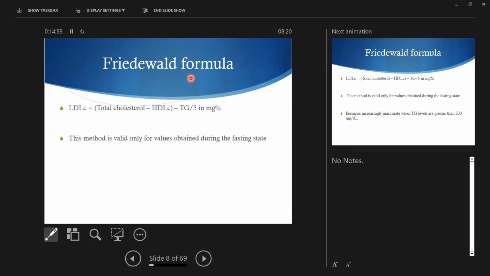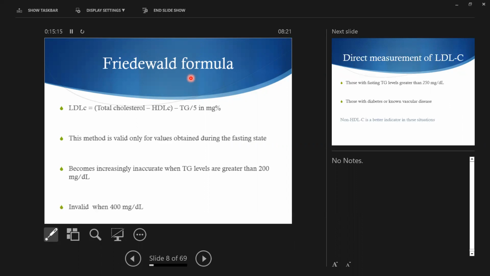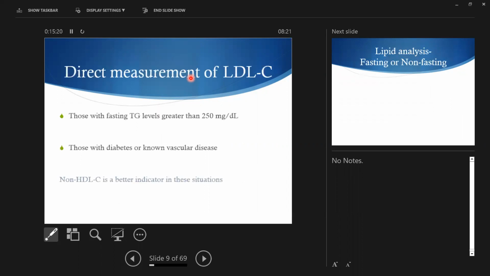This method is valid only for values obtained during the fasting state, because triglycerides can vary with food. So it is more relevant in the fasting state and becomes increasingly inaccurate when triglyceride levels are greater than 200 milligram percent. And it is invalid when triglyceride values are more than 400 milligram percent. So there comes the importance of direct measurement of LDL. Some labs do the direct measurement. It is not required in all cases, only when the fasting triglyceride levels are more than 250 milligram. And in patients with diabetes or non-vascular disease, a fasting sample may be relevant.